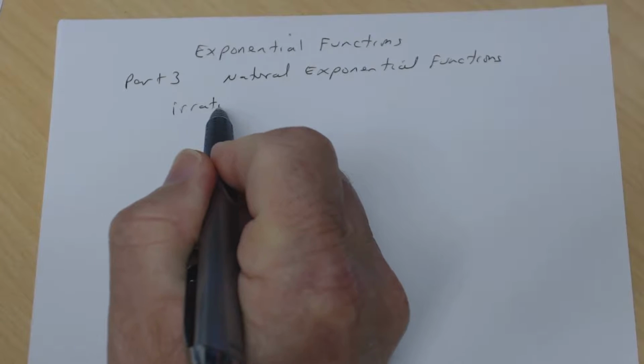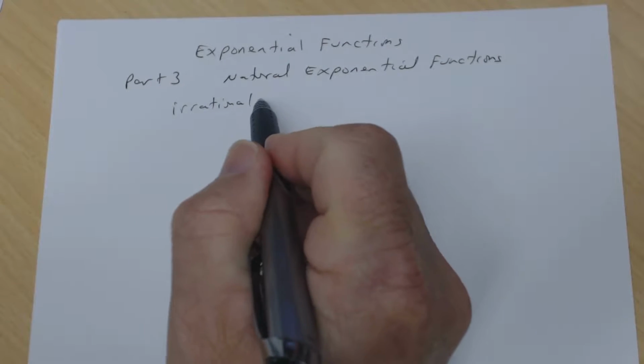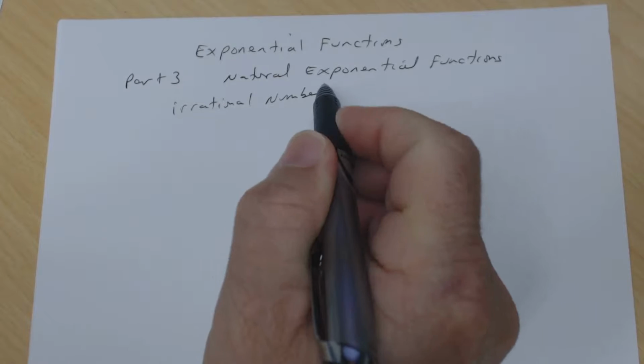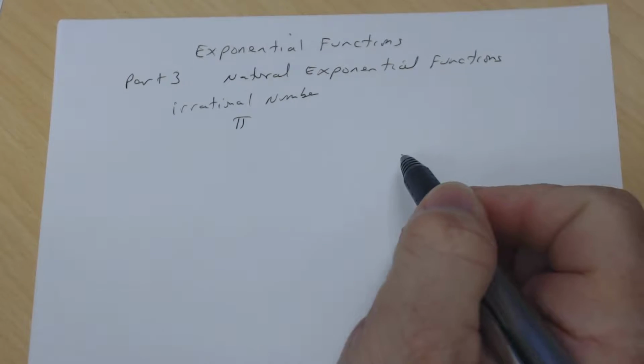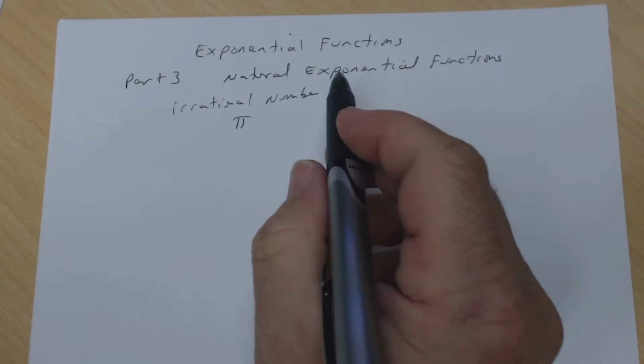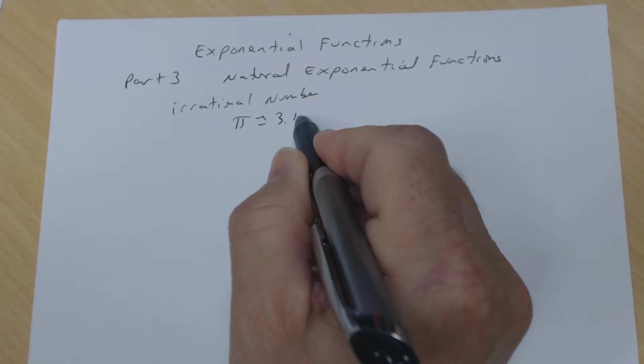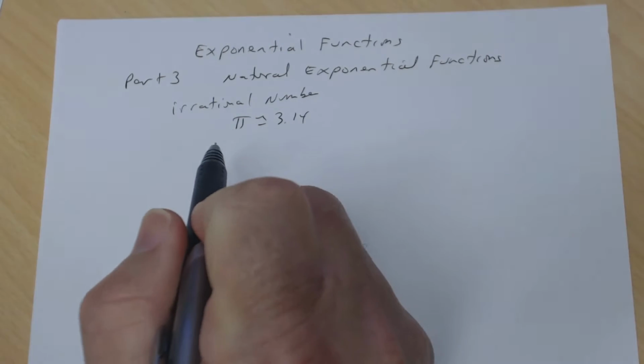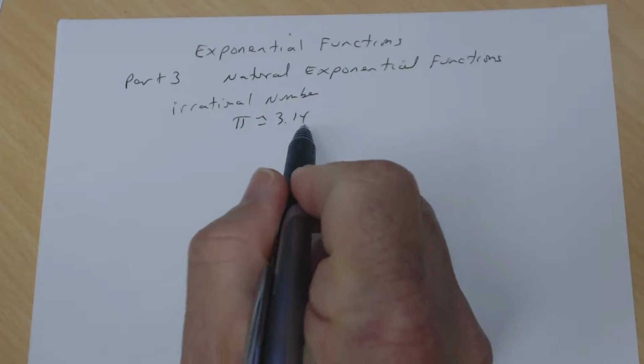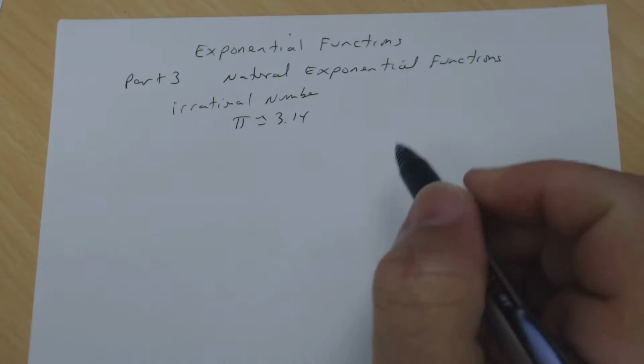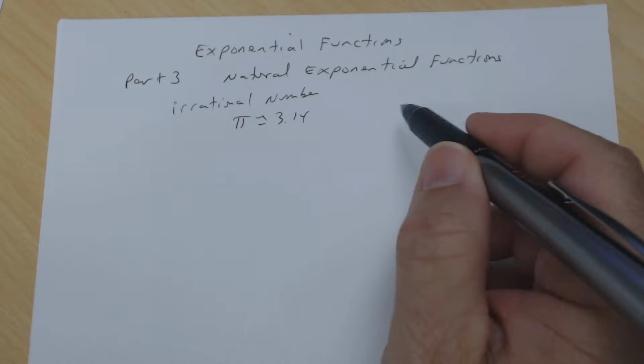One of the irrational numbers that you learned about was the number pi. All right, remember, pi is approximately equal to 3.14. But pi itself is an irrational number. We just approximate it as 3.14. But remember how pi came about.